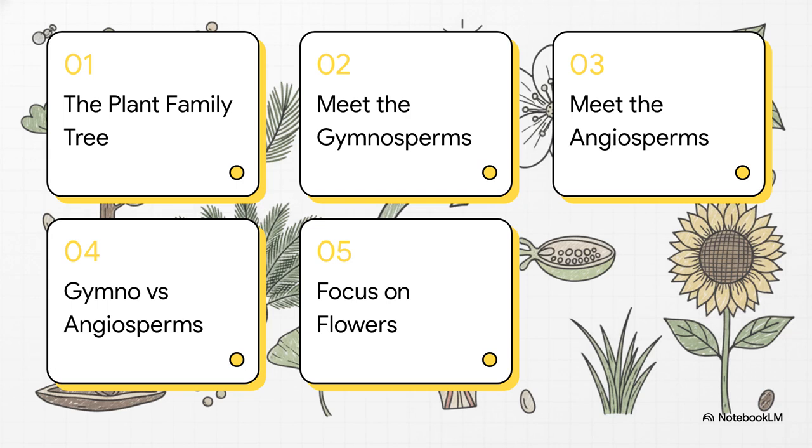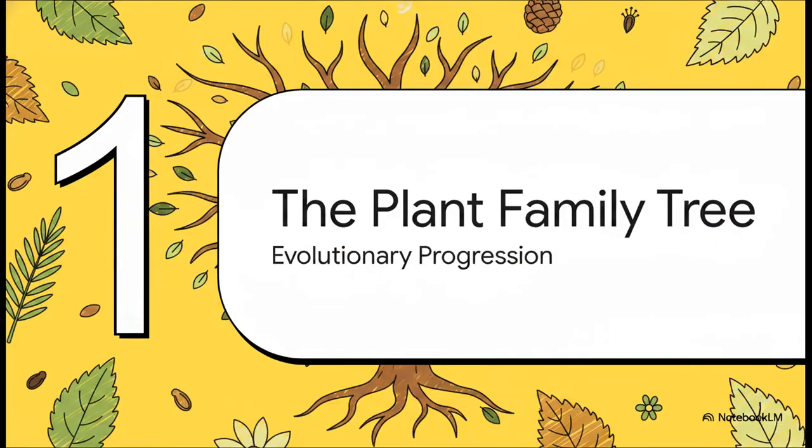Here's our quick roadmap. We'll start with the plant family tree, meet the gymnosperms, and then meet the angiosperms. After that, we'll do a side-by-side comparison, and finally, put a big focus on flowers. All right, Section 1, the plant family tree.